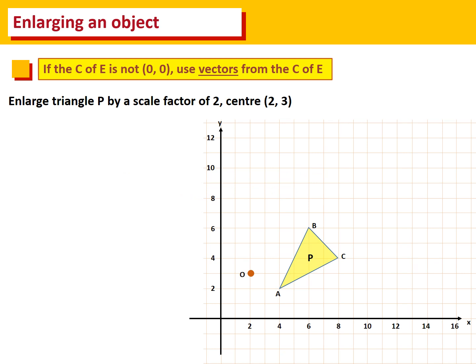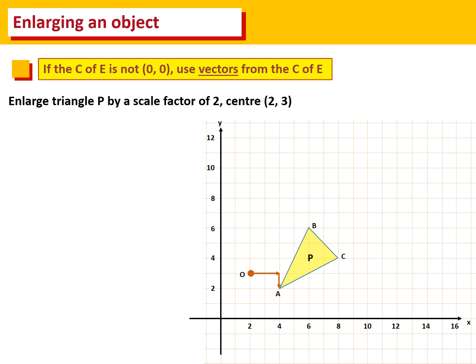If the centre of enlargement is not the origin, we use vectors. In this example, we can see on the screen the centre of enlargement is the point 2, 3. Now, if you're not sure what a vector is, they're not difficult to understand, so you may well pick it up from this example. We're going to measure how to get from point O to point A. And on the diagram we see we go 2 to the right and 1 down.